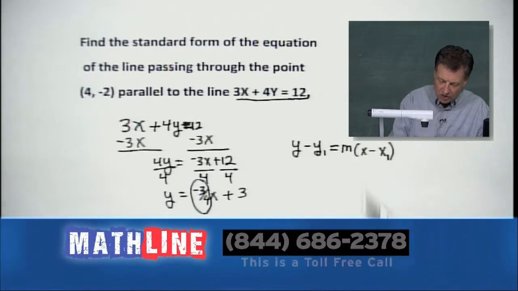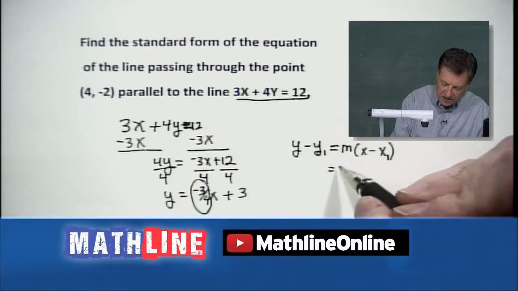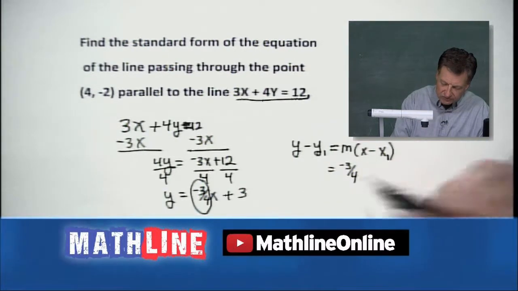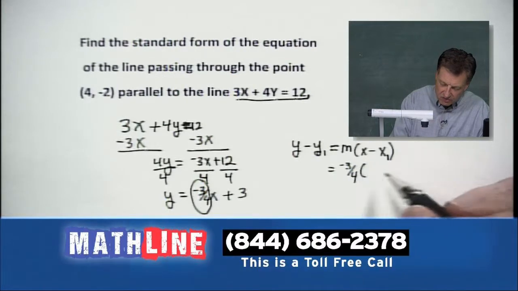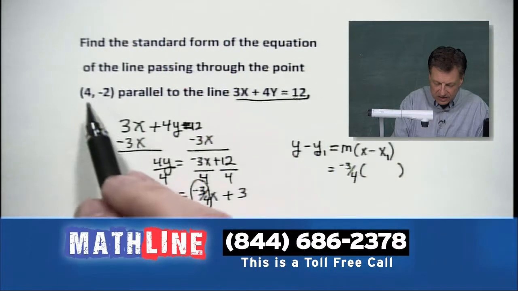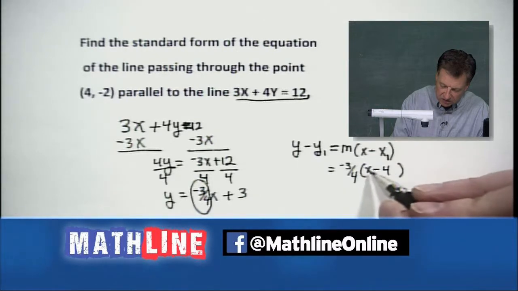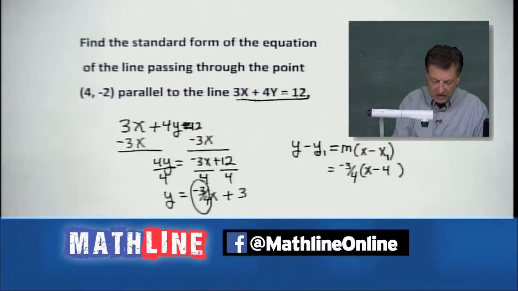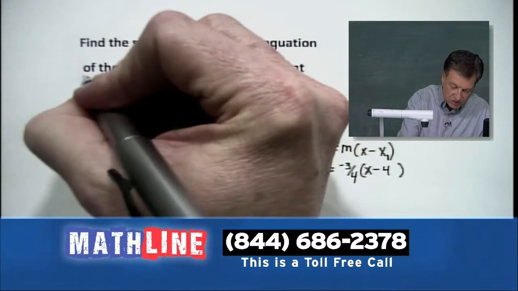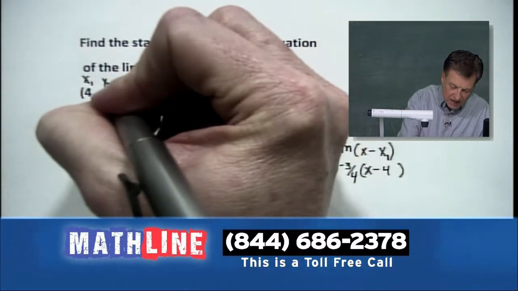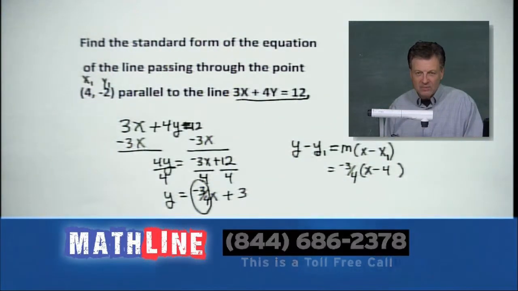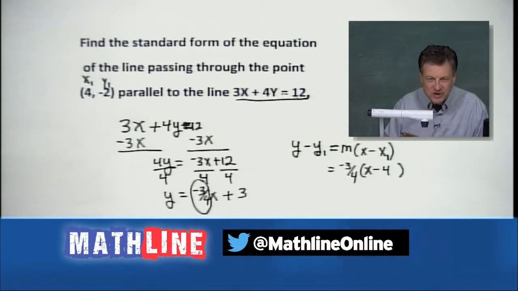So what do we know? Well, we know m. We know it is a negative 3/4. We also know that the x1 point is what? 4, so it'd be x minus 4. So we're going to our first x. By the way, in case you're wondering, there's your x1. There's your y1, okay? Now, don't worry about x2 and y2 because we don't have those, do we? We don't have any of those. So we're just going to play it out here.